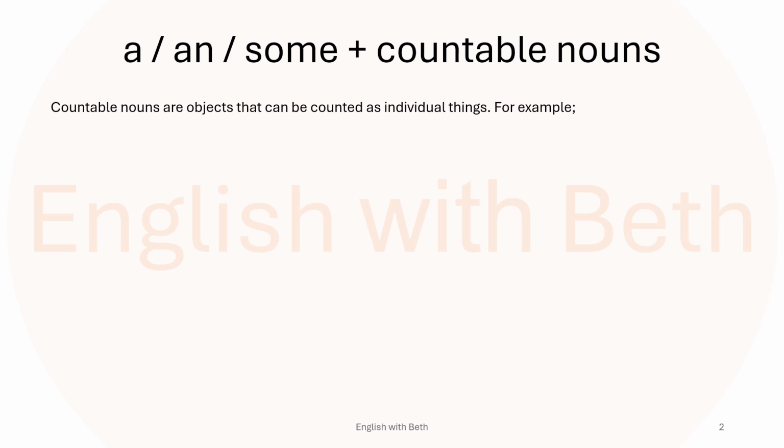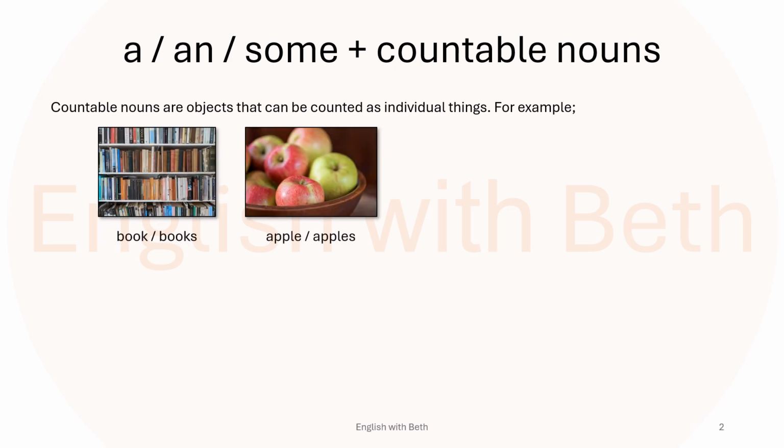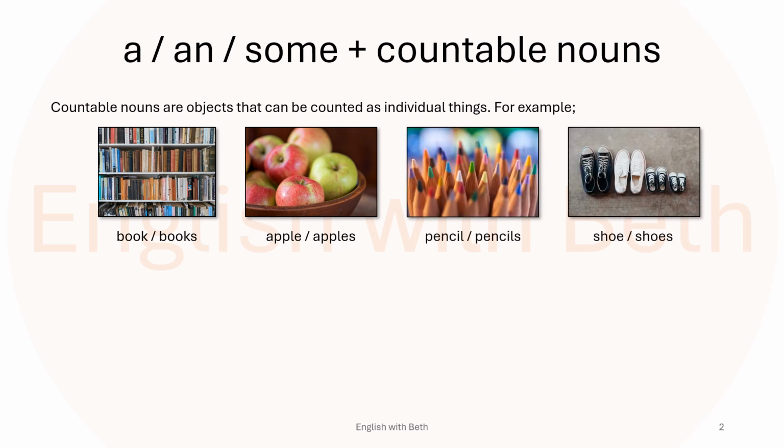Countable nouns are objects that can be counted as individual things. For example, book or books, apple and apples, pencil, pencils, shoe and shoes. So you can have a singular or a plural of countable nouns.